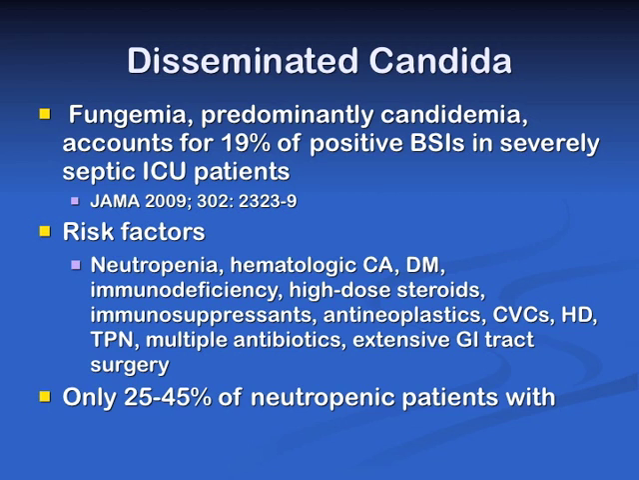So we know that fungemia, predominantly candidemia, accounts for approximately 19% of positive bloodstream infections in severely septic ICU patients. So it's definitely something to consider, especially for those ICU patients who are neutropenic, or they have heme malignancy, poorly controlled diabetes, other immunodeficiency states, high-dose corticosteroids, immunosuppressants, antineoplastics, if they have central venous catheters, receiving hemodialysis, TPN, prolonged broad-spectrum antibiotic use, or recent extensive GI tract surgery.